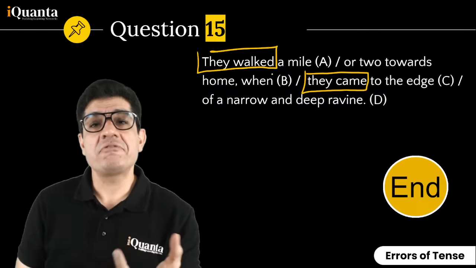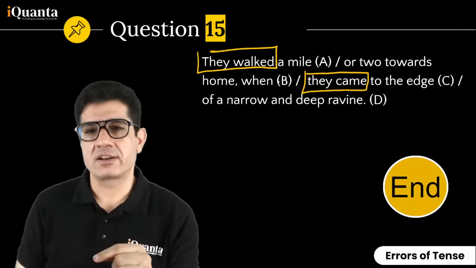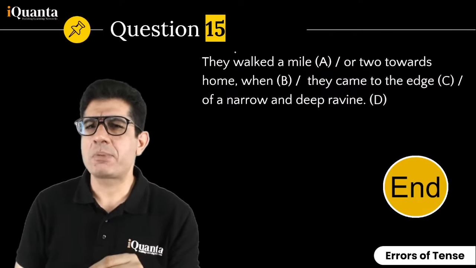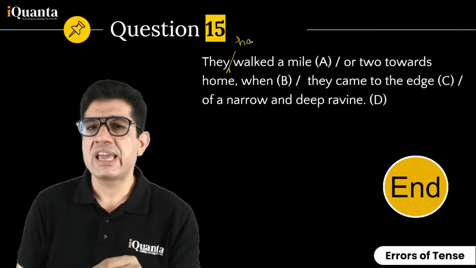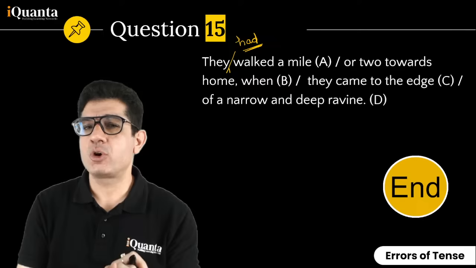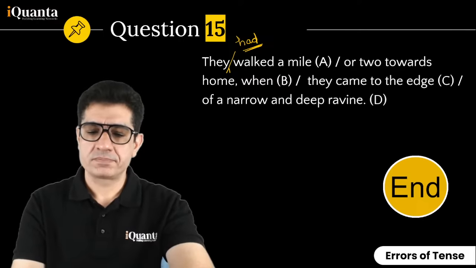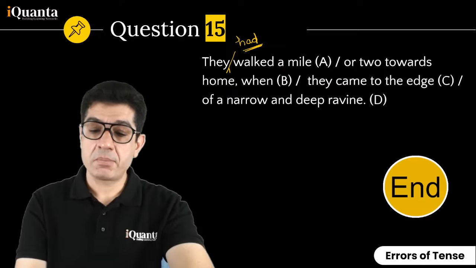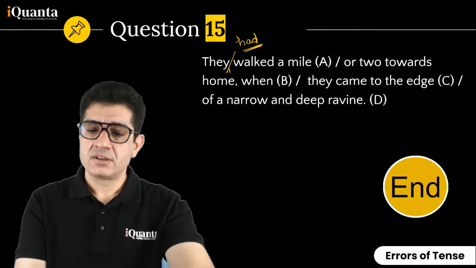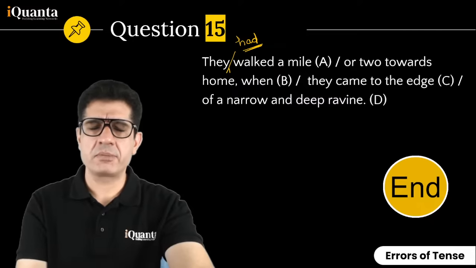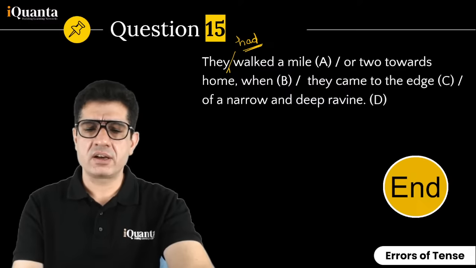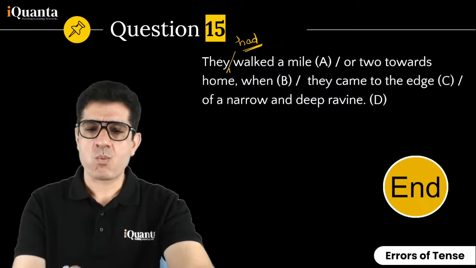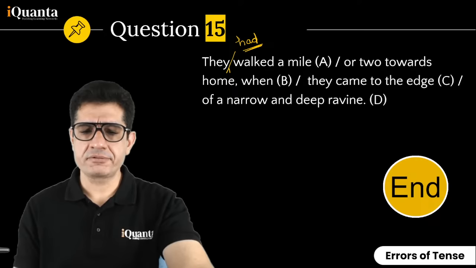So if one action happened before the other, then that action should be stated using the past perfect tense. So it should be, they had walked a mile or two towards home. Remember, past perfect tense talks about two completed actions. So if you got this wrong, then you know which part of grammar you are supposed to go and revise. Fair enough.